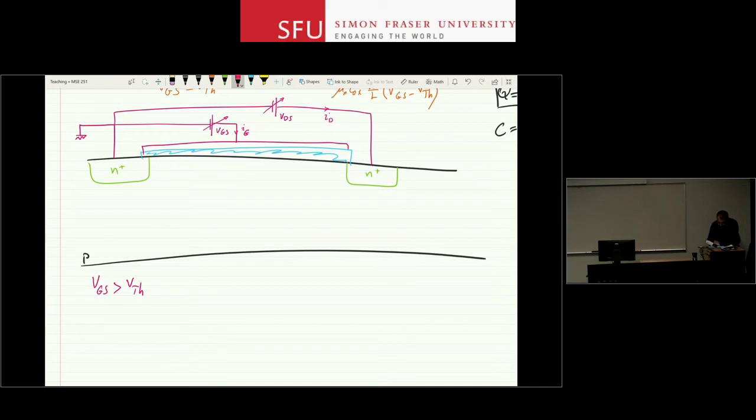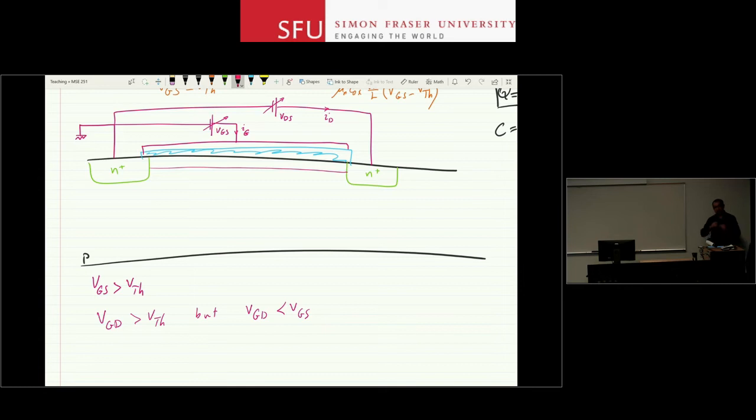And then what happens is that the channel that initially you had from here to here looking like this is going to deform. At the drain end, you have less voltage difference between the gate voltage and drain voltage. That voltage is smaller. If you look at VGD, initially, for small values of drain voltage, VGD is larger than VTH, but VGD is less than VGS.